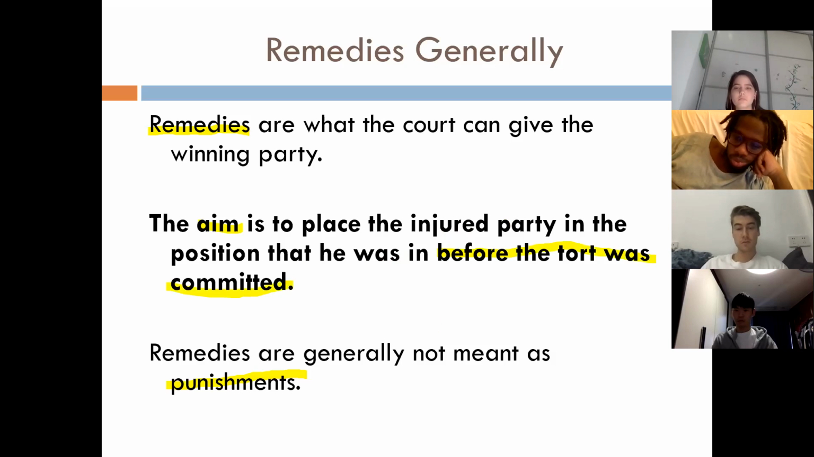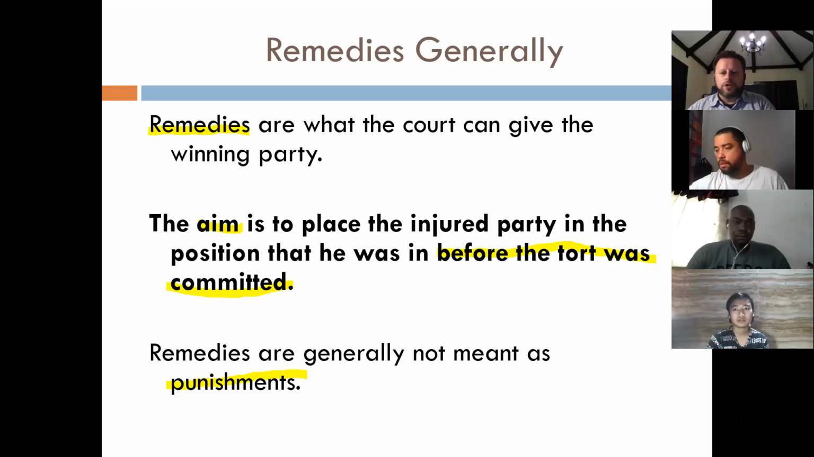So before you got hurt. Now, sometimes we can't. But yes, it's compensation for the purpose of putting you back where you were. You know, the key idea here is that it's not really about punishing someone.